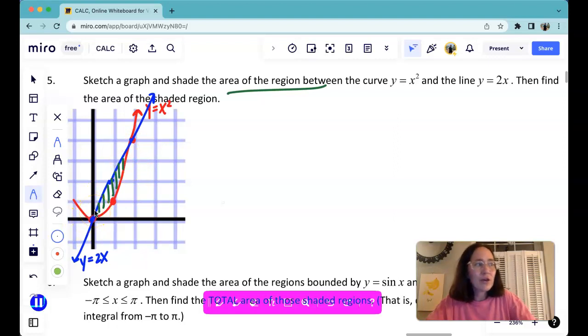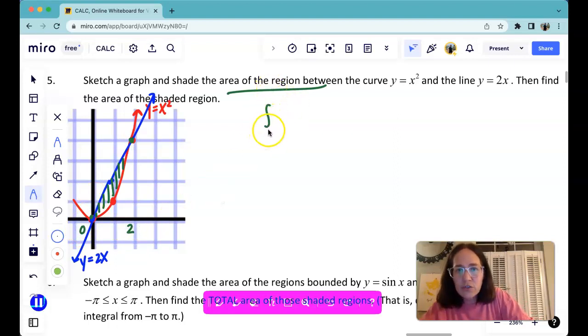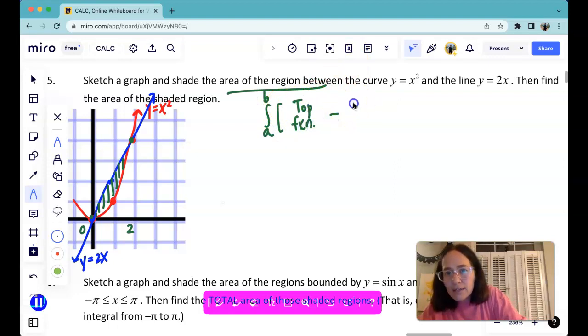I wonder, it looks like the integral runs between two x values from 0 to 2. Couldn't we just take the integral, and I'll say for this, let's say we're just going from A to B. I wonder if, we'll write this down as our setup, we could take the integral of the top function, I'll say FCN for function, minus the bottom function. And let's talk about why that would possibly make sense. So top FCN minus bottom FCN, taken with respect to x.